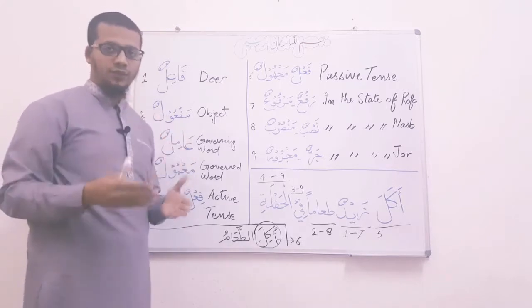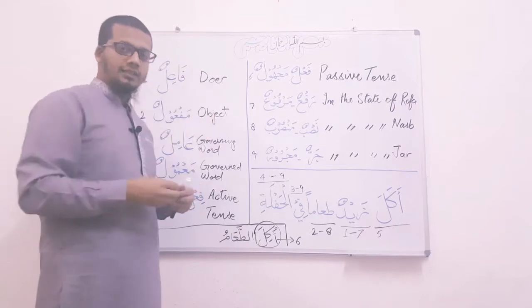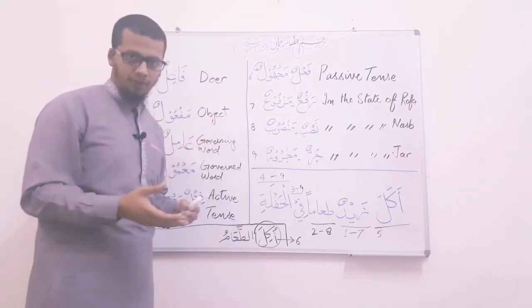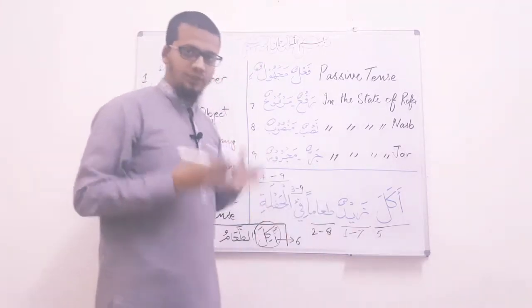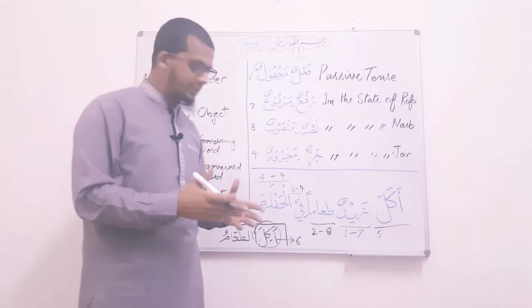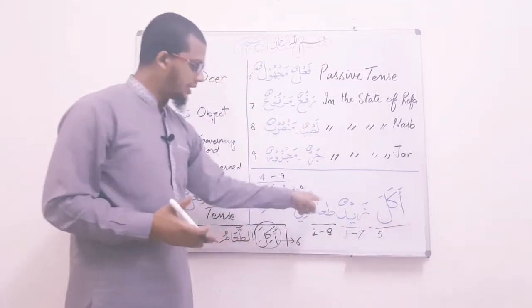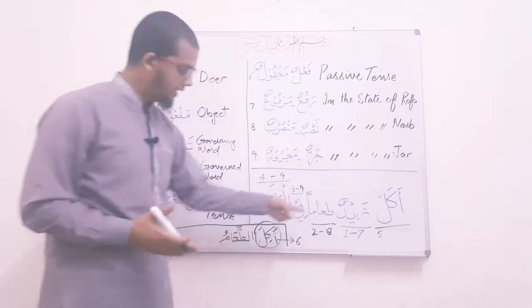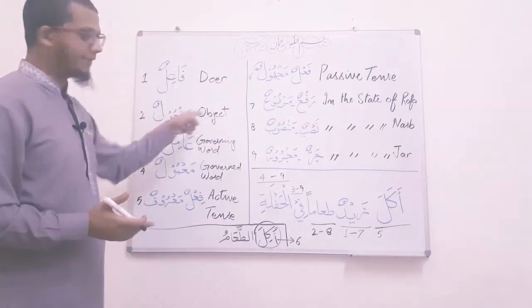Maf'ul is what we call object in English, the something on which the task is happening or the task is being performed by someone. So in this example, Zaid is the person who is the subject, who is the doer of a task, and his task is eating, and he is doing this task on the food, ta'aman. So the food, ta'aman, will become our maf'ul, our object.